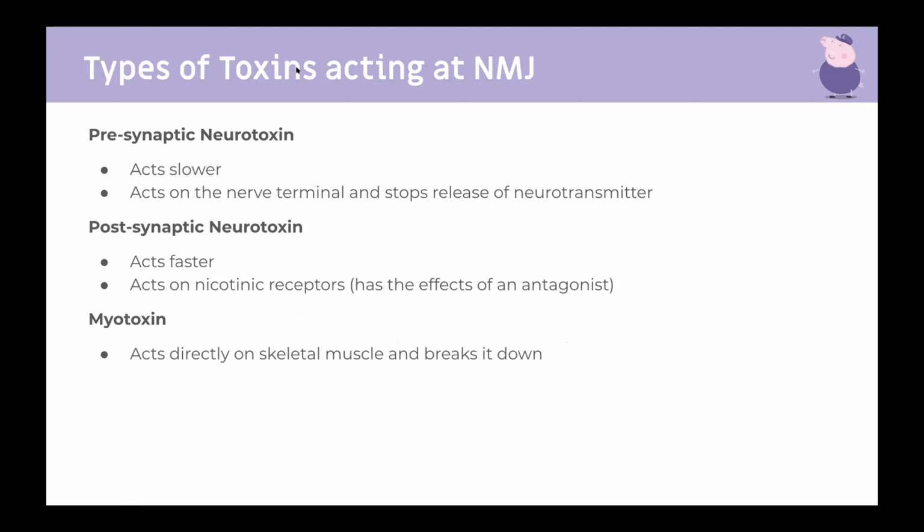Then the types of toxins acting at the NMJ. The venom that you've been bitten with could be any one of these three. It could be a presynaptic neurotoxin, and that acts slower and it acts on the nerve terminal and stops the release of the neurotransmitter, in this case, acetylcholine. You could also have a postsynaptic neurotoxin, and that acts faster and it acts on the nicotinic receptors. So it basically blocks the nicotinic receptors.